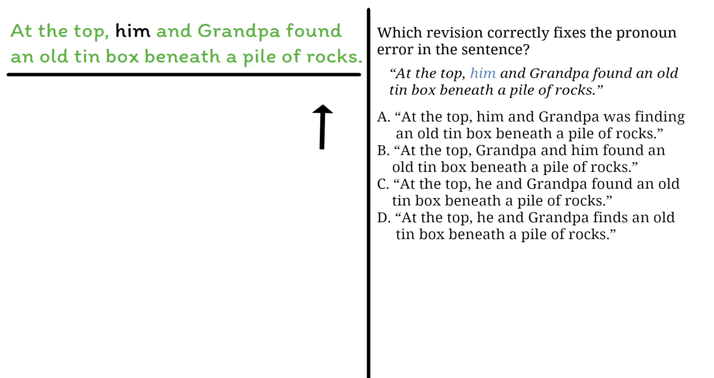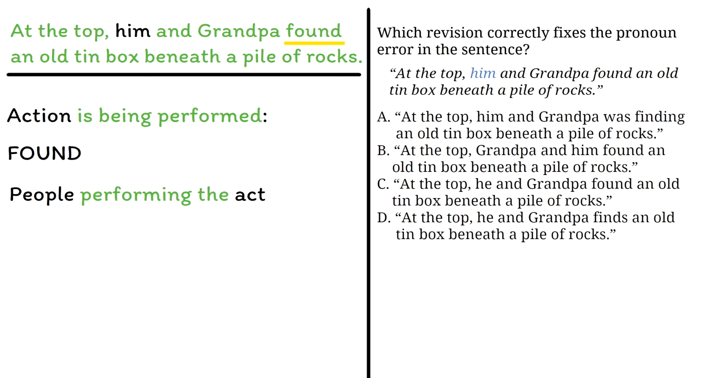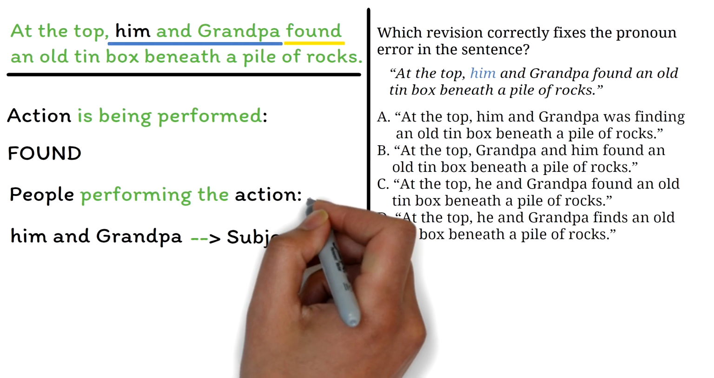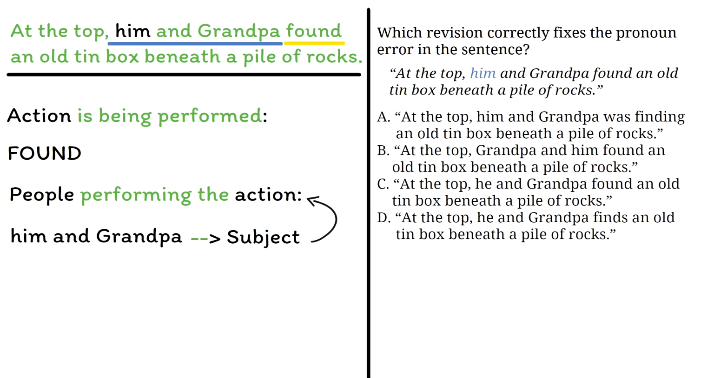Now let's examine the sentence provided to figure out why it has a pronoun error. So when we look through our sentence, we notice that an action is being performed, the word found. And there are also people performing this action, him and grandpa. This means that him and grandpa are acting as the subject of the sentence. This is because the subject in any sentence must be the one performing the action.